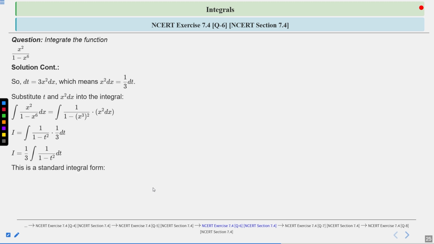This is a standard integral form. We know the standard integral form: integration of 1 upon a square minus x square dx is basically 1 by 2a log mod a plus x upon a minus x. Here a is equal to 1 and the variable is basically t.